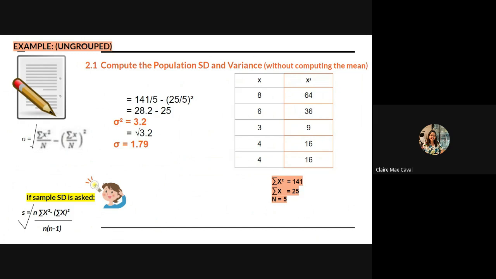Did you get it, class? Use this formula if the sample standard deviation is asked, without the need to compute the mean. If you still did not understand, do not hesitate to approach me. We'll try to dissect everything so that you can really understand.